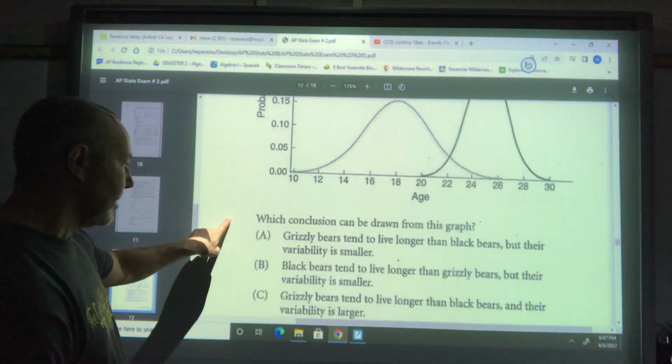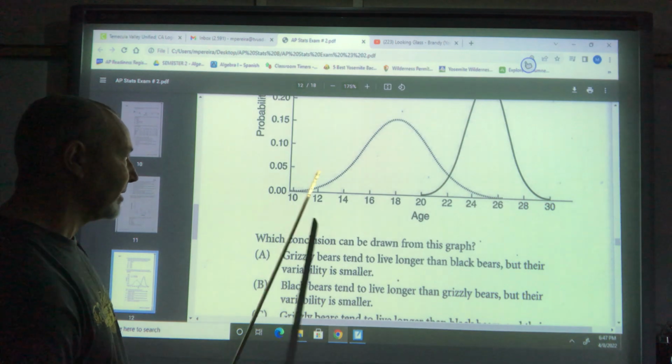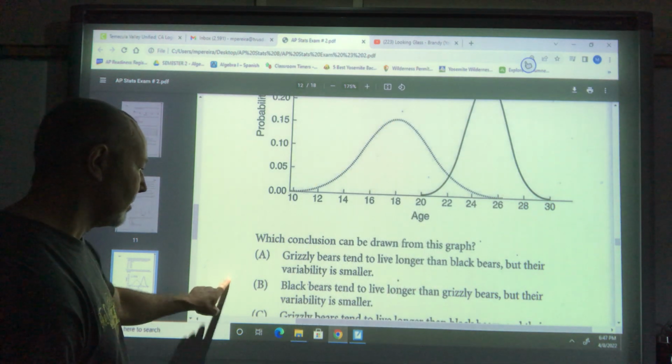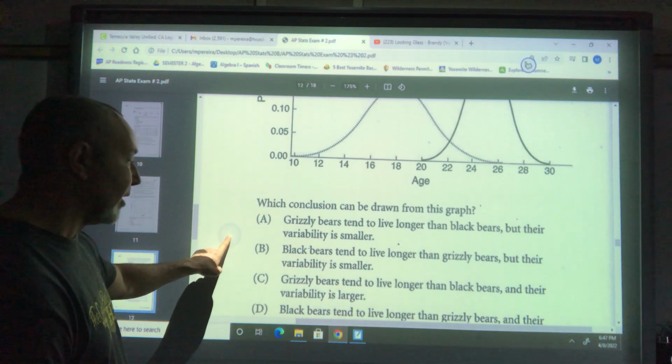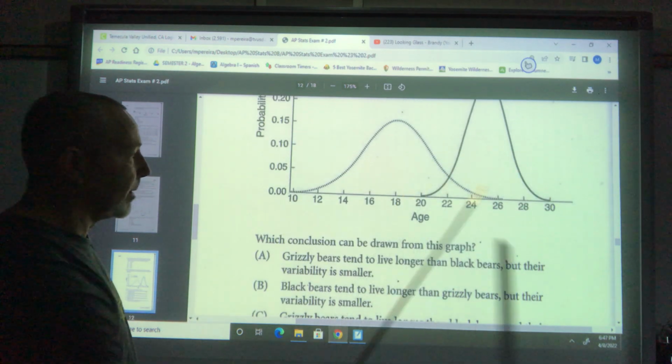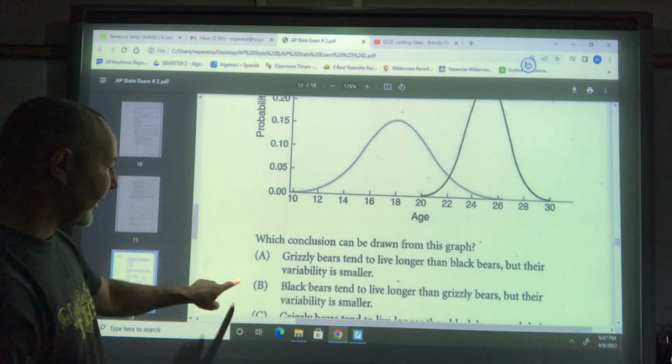B, black bears tend to live longer. That's false, because black bears live shorter right there. Grizzly bears live longer. True. Their variability is larger? The grizzly bear variability is only from here to here, that range. The black bears' is much larger. That's false.